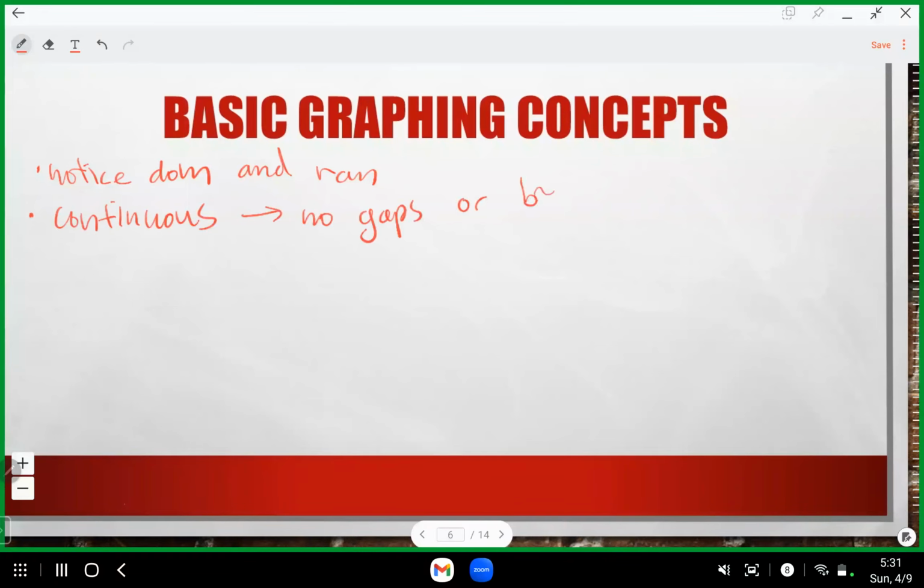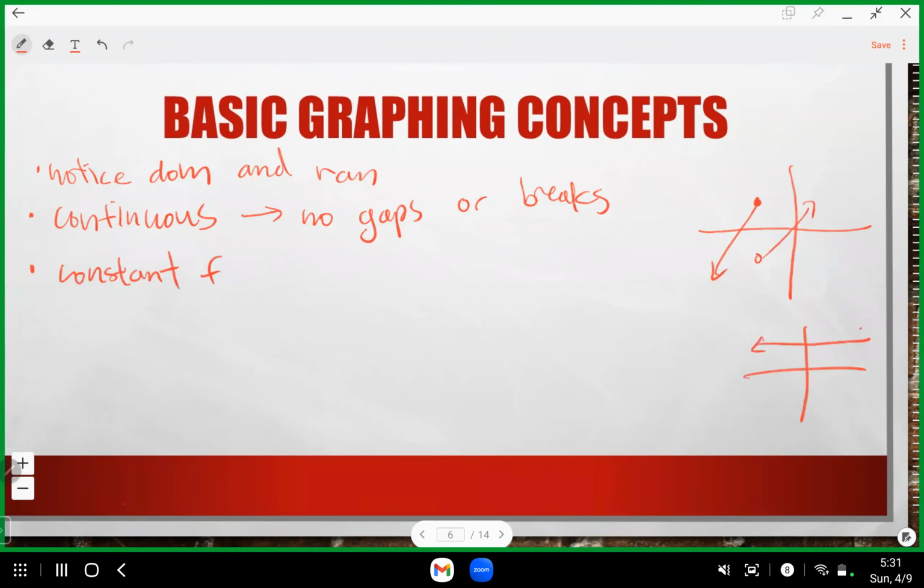However, something that is not continuous is something like this, where it breaks off. That is not continuous because you have to pick up your pencil. So it's pretty straightforward, right? And finally, there are two more things. One is a constant function. A constant function is going to look like this. It's basically horizontal, meaning it's not increasing or decreasing.